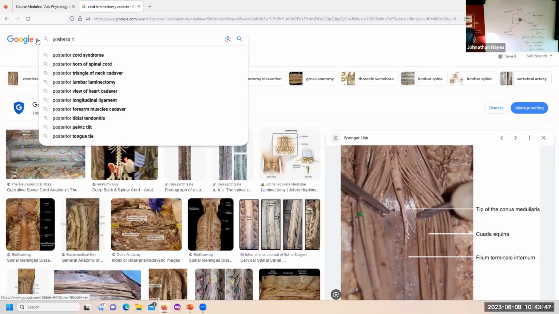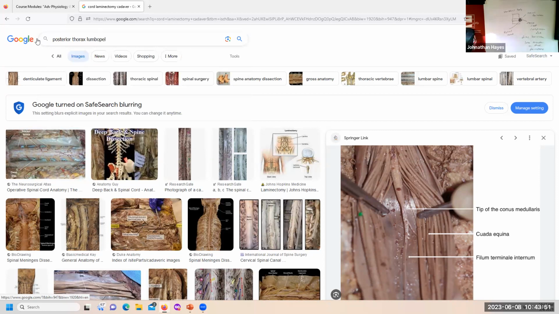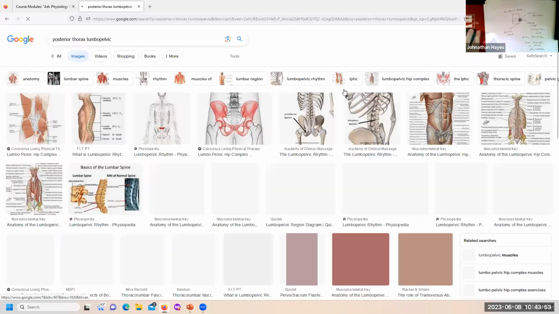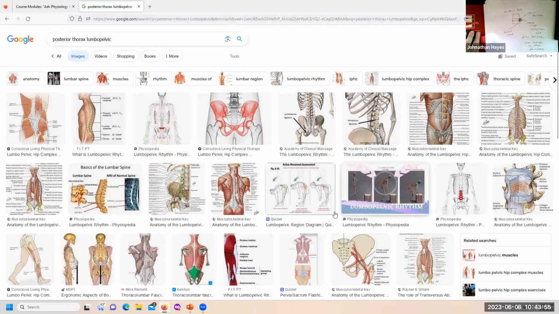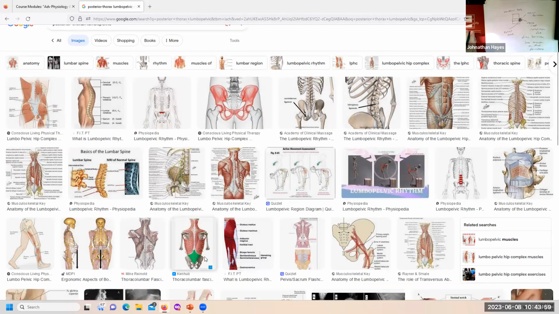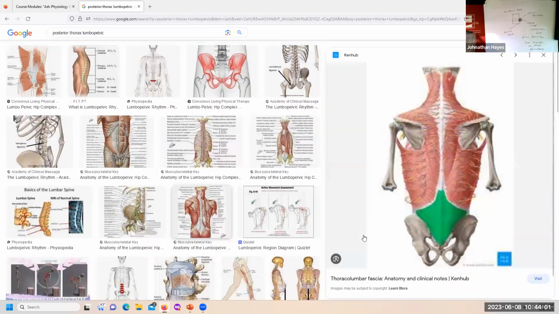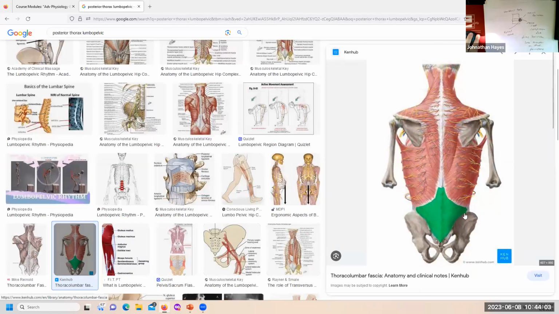Posterior thorax, lumbopelvic region. What you can actually do to guide you sometimes, let me see if I can find something that's got a little bit of everything on there, is you can use the tip of the iliac rim. You stick your thumbs on that, you palpate that, and you move your thumbs medial. That'll put you in the right area, the right location.